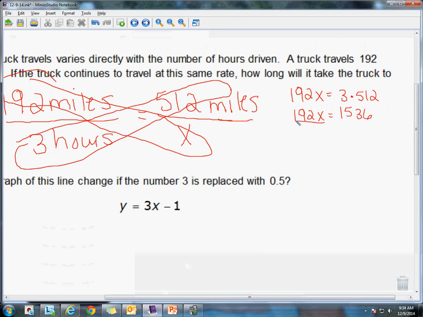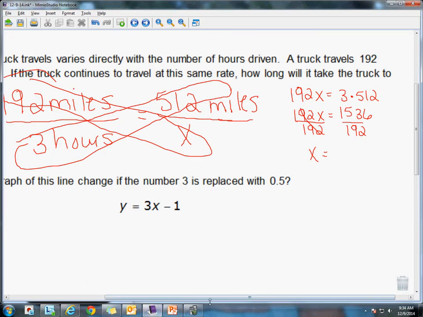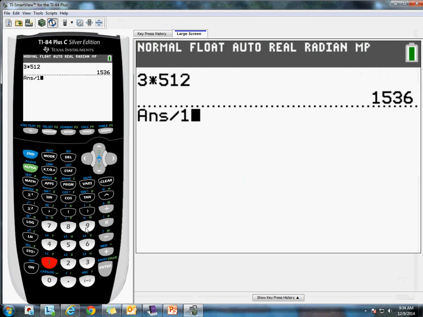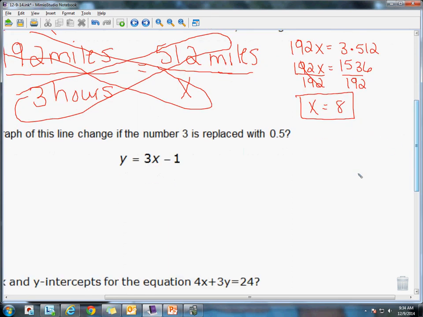And then you get x by itself. You divide both sides by 192. So you'll get x is equal to, type in that divided by, we're dividing it by 192. And we get 8. So x is equal to 8. So it would take 8 hours for that truck to travel 512 miles.